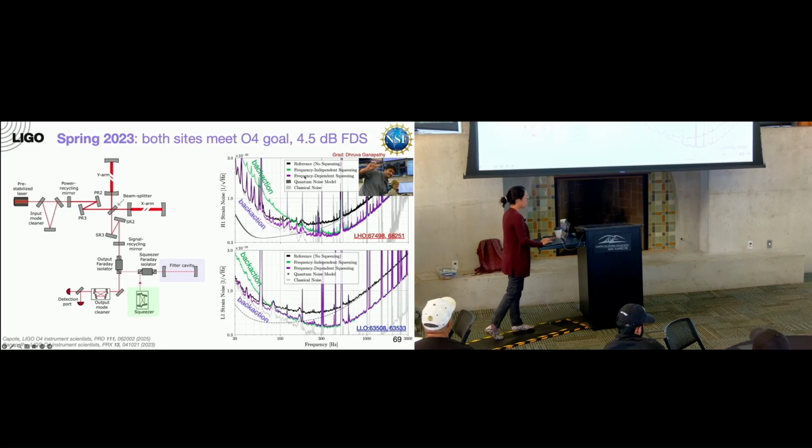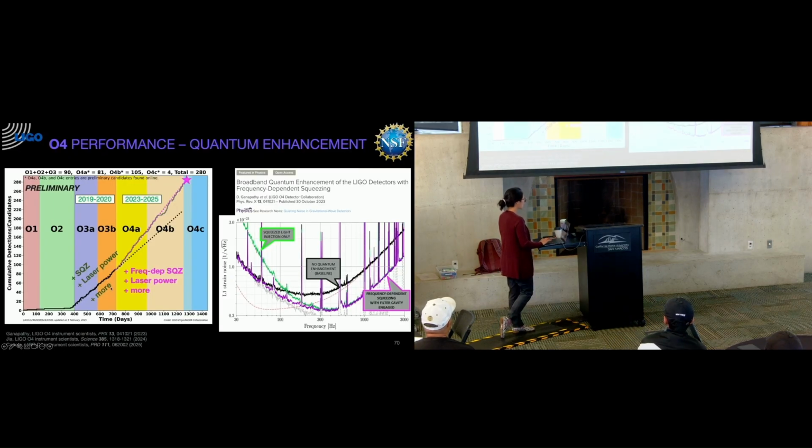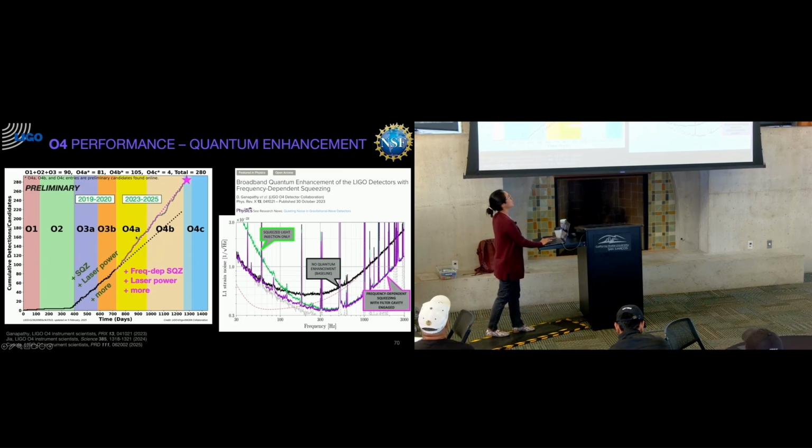And anyways, it turns out this works really well. We successfully reduce the quantum noise right in this astrophysically sensitive region around 100 hertz. And this is what we get in terms of detection rates. So 2019 to 2020, we just had basic squeezing. 2023 to 2025, now in our 4th observing run, with this improvement, reducing this noise critically right there, just by like 10% or something, that's frequency dependent squeezing. We really increase our astrophysical detection rates pretty dramatically.